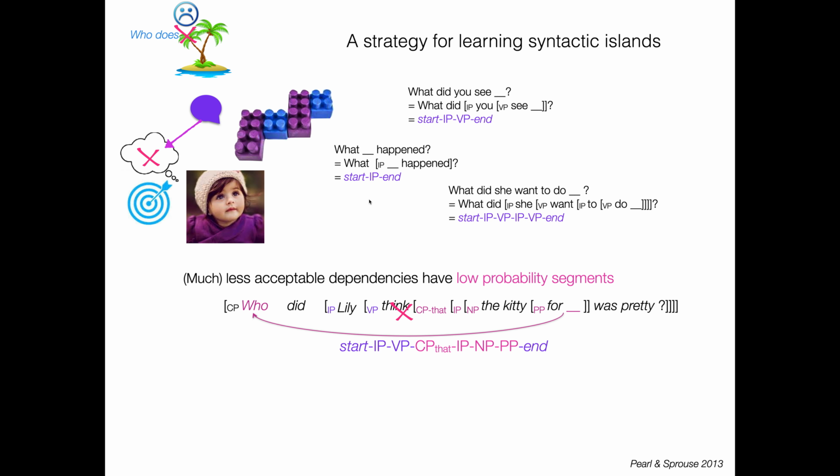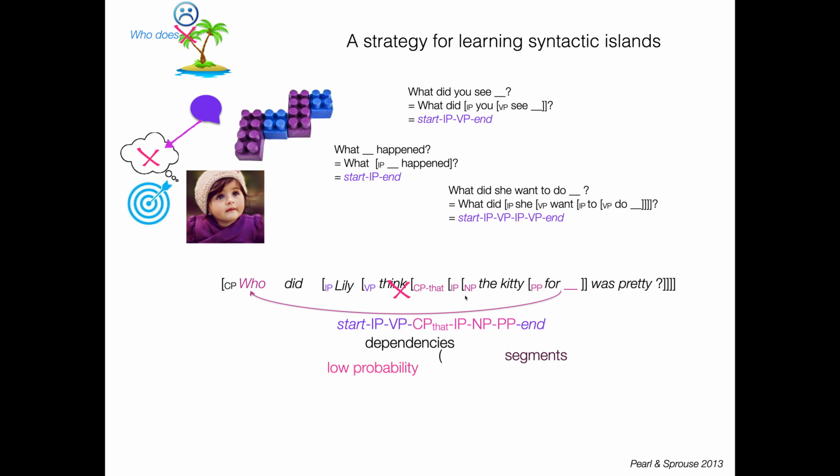And again, you can do this for any dependency you like, including much less acceptable dependencies like this one. "Who did Lily think that the kitty for was pretty?" And the idea is that these dependencies will have sequences or segments that are low probability, that are just not very frequent, right, in whatever way that you might get them from the input. And so that's what makes these particular dependencies less acceptable, and in particular less acceptable at these points in the dependency, if you kind of zoom in.